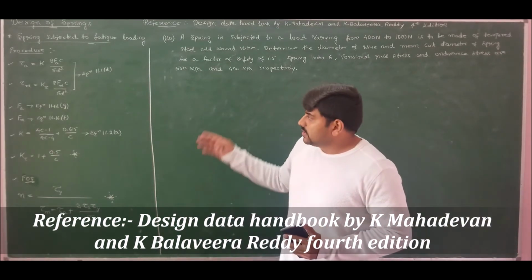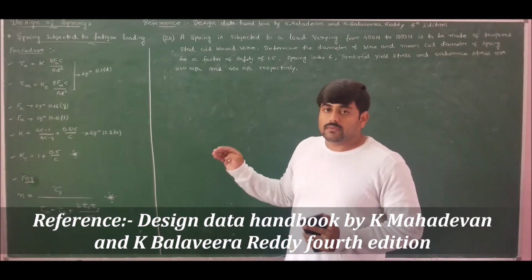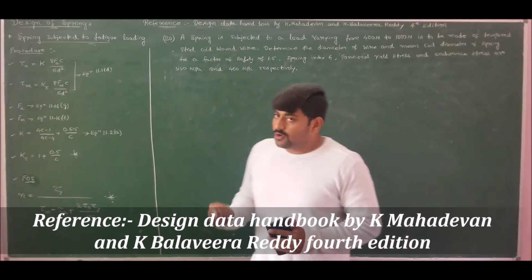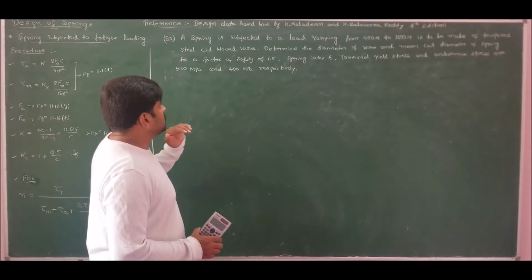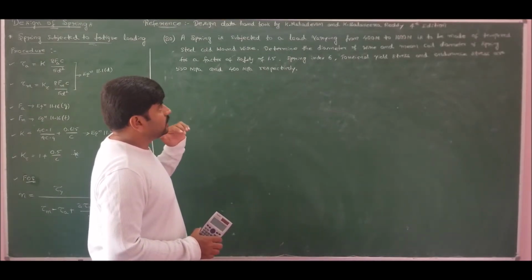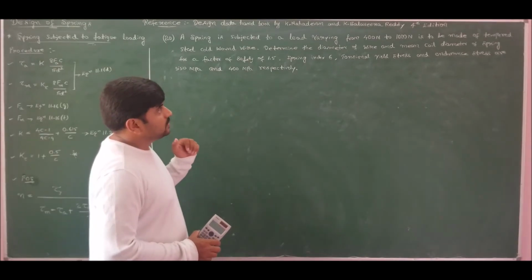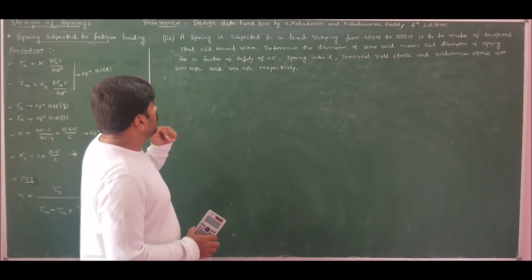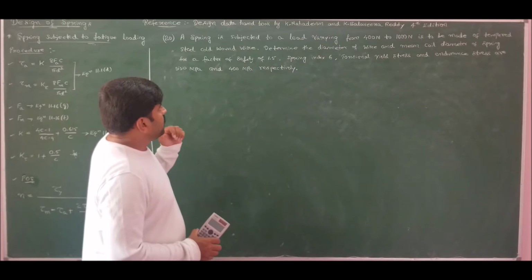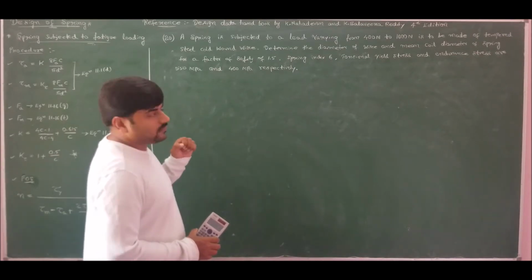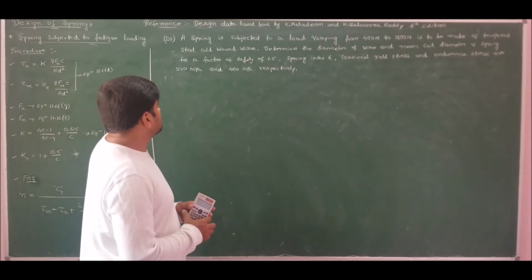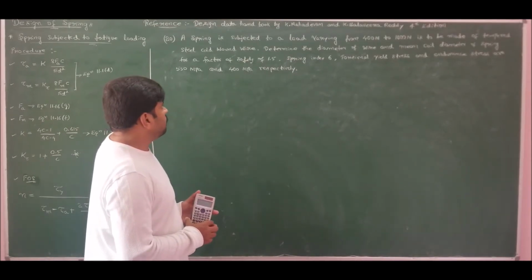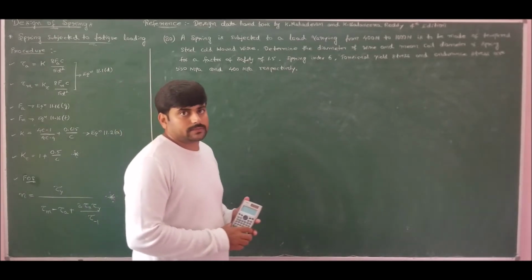Let us use the procedure suggested by A.M. Wahl and solve problem number 20, which states that a spring subjected to a load varying from 400 Newton to 1000 Newton is to be made of tempered steel cold wound wire. Determine the diameter of wire and mean coil diameter of the spring for a factor of safety of 1.5. Spring index is 6. Torsional yield stress and endurance stress are 550 megapascals and 400 megapascals respectively.